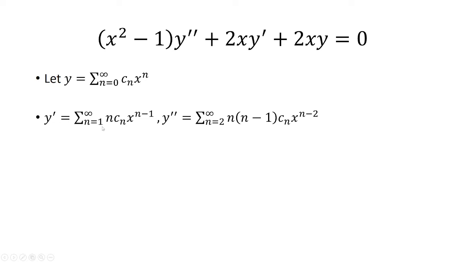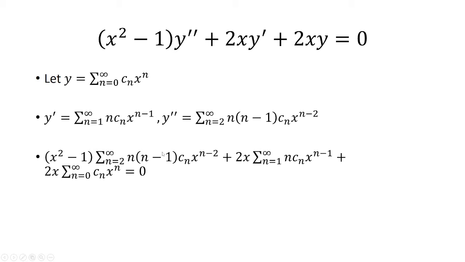So the first derivative will be n equals 1. The second derivative is n equals 2. And then we have to bring down the power twice for the second derivative. And that's why we have n and n minus 1. So we plug this back into the original differential equation.